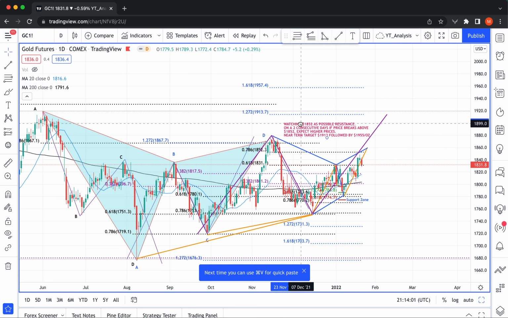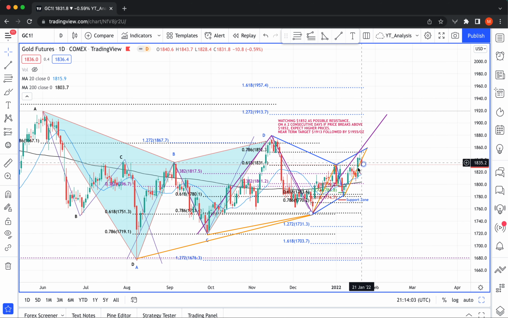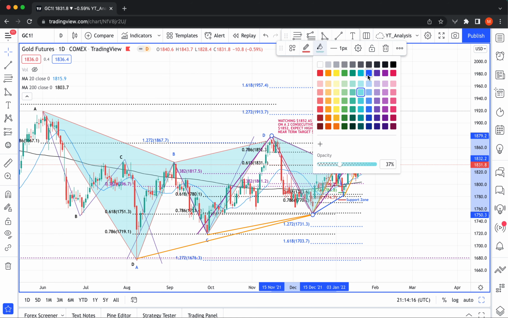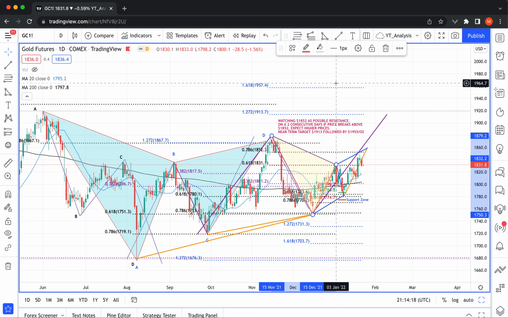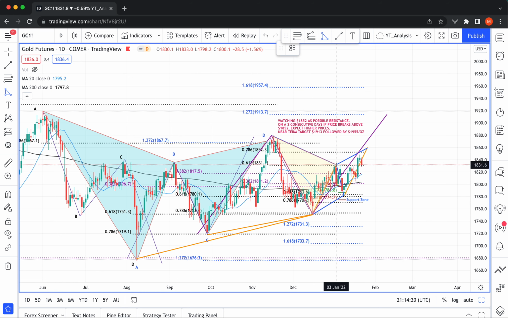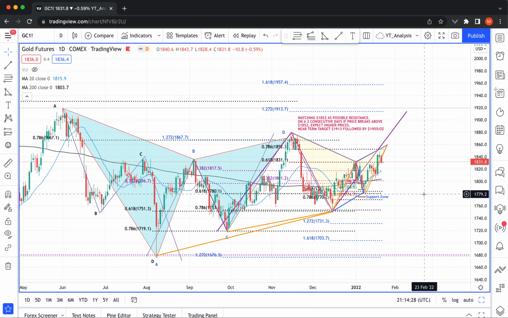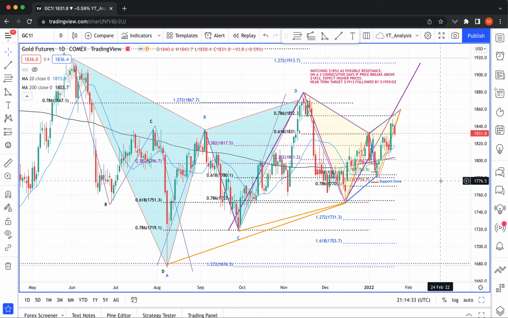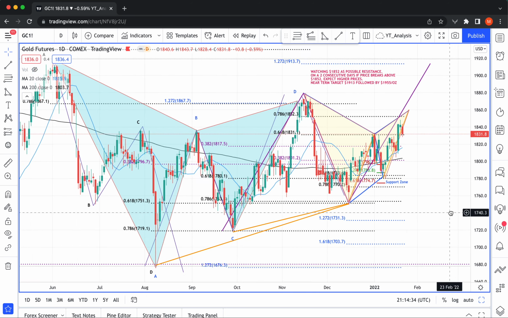So this analysis hinges on 1852, which could be the possible resistance drawn by this little triangle here. If you like, we can also shade this area. Let's give it a different color. Okay, like this. So we'll have to watch this price in the next few days, how it's going to trade around the 1850, 1852 region, and then we'll have to make one decision after another.